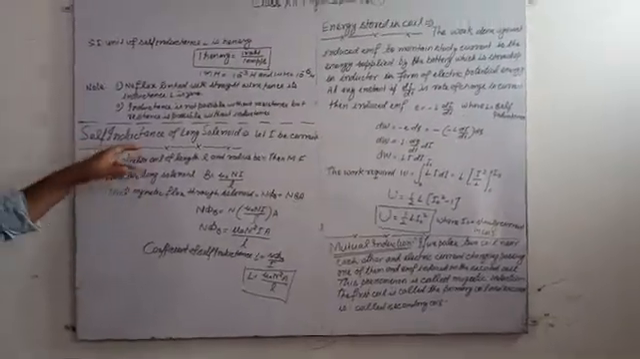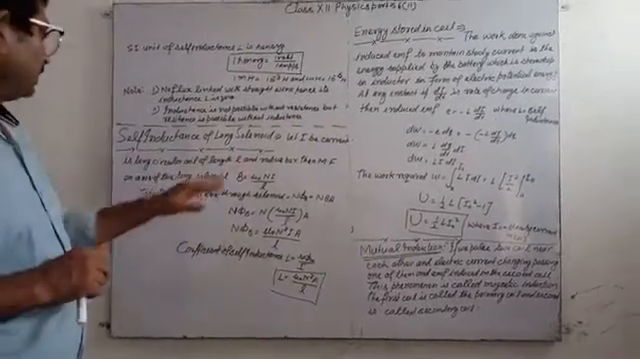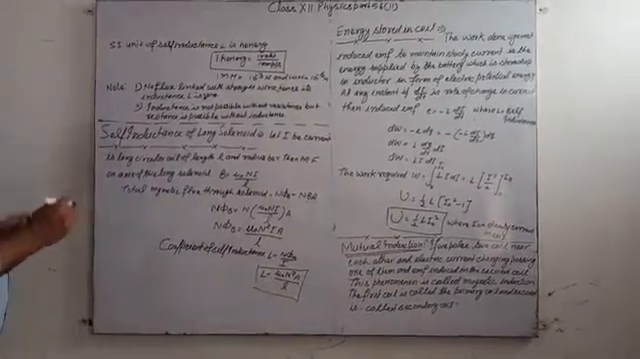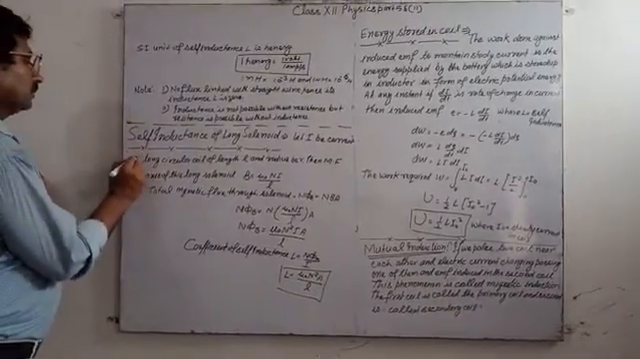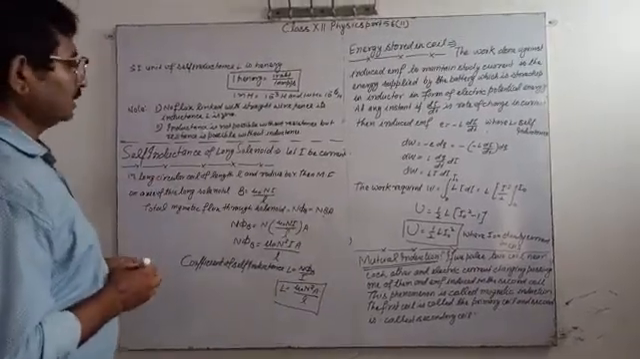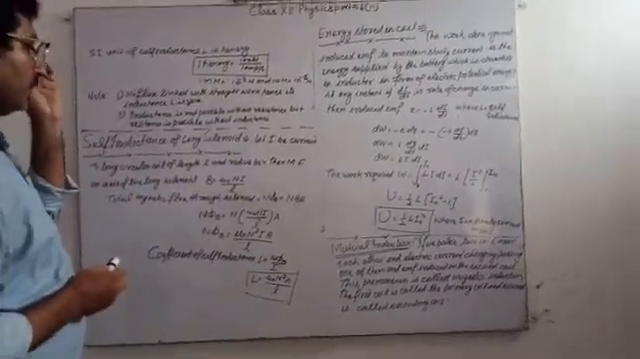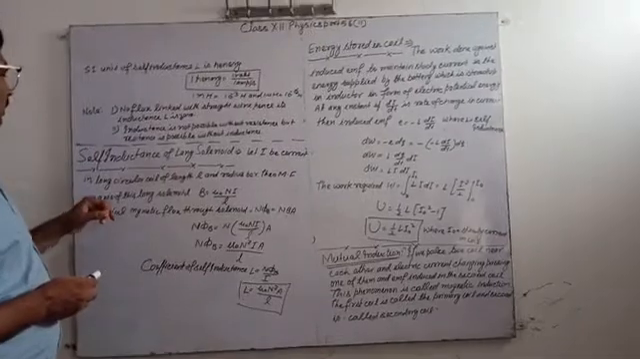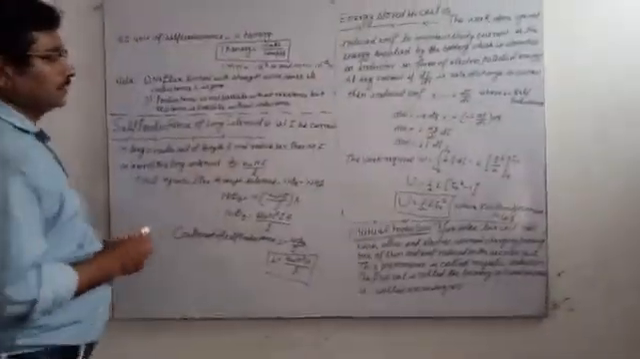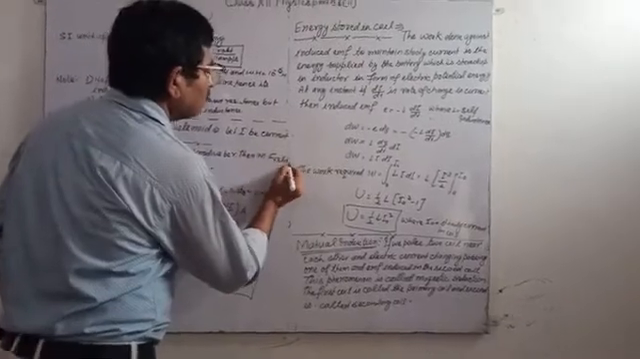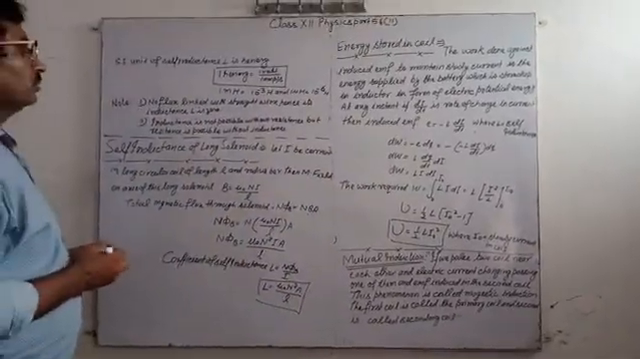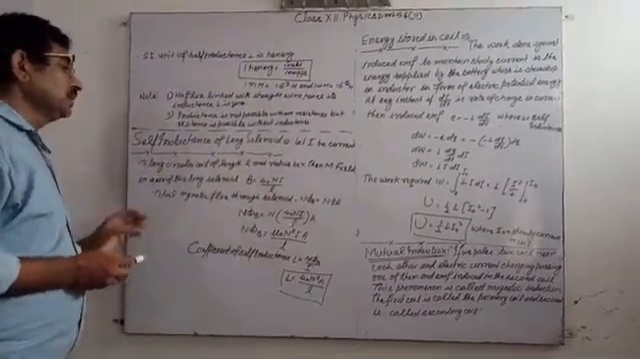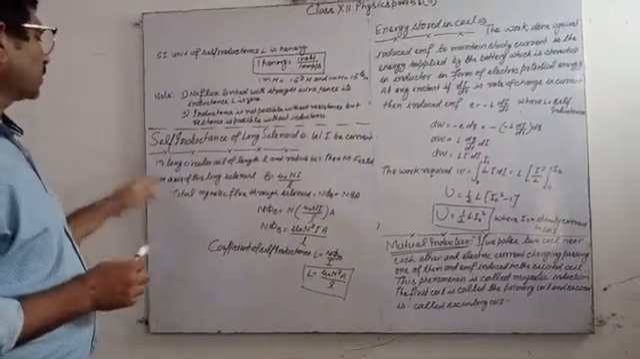Now come to the self-inductance of a long solenoid. Let I be the current in a long circular coil of length L and radius R. Then the magnetic field on the axis of the long solenoid is B equal to mu naught N I upon L, where N is the total number of turns in the coil and L is the length of the solenoid, that is, the long coil.